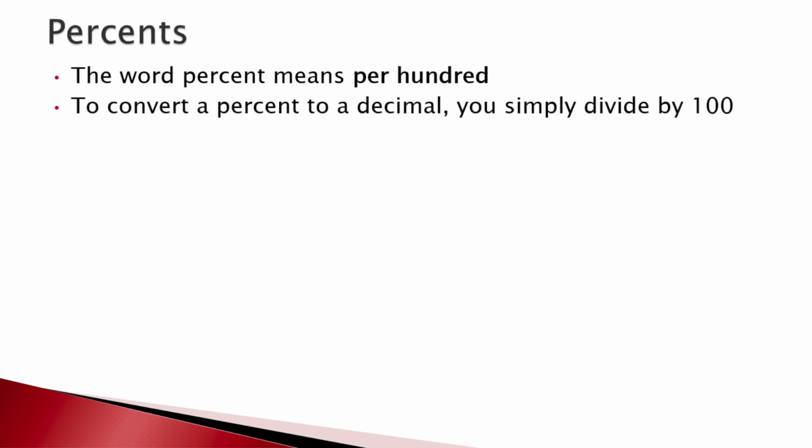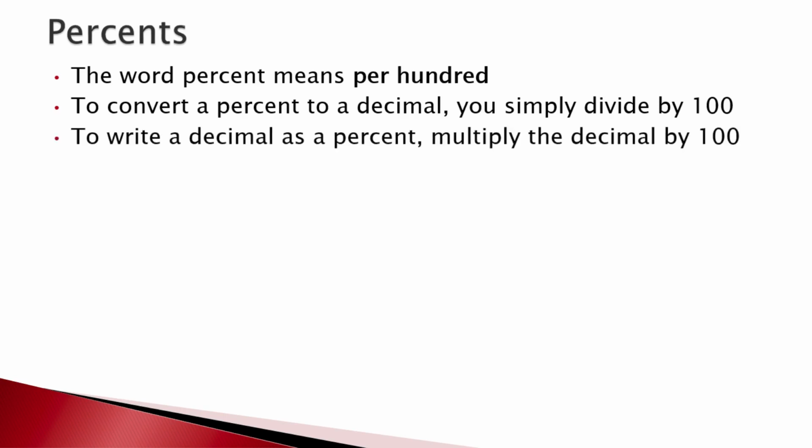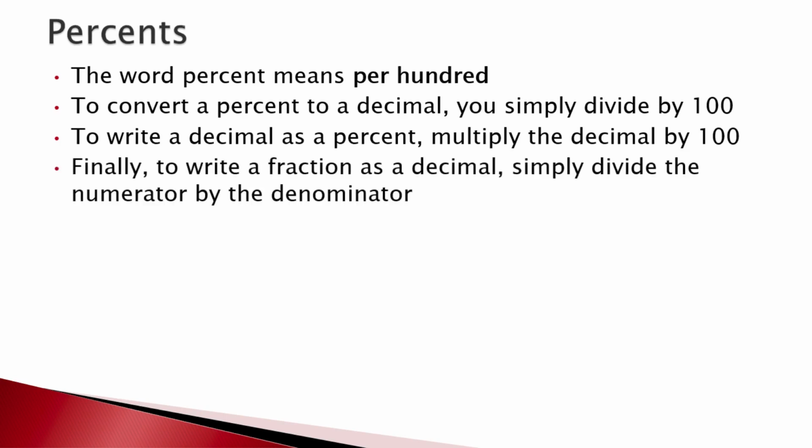First, let's talk about percents. The word percent means per hundred. To convert a percent to a decimal, you simply divide by 100. To write a decimal as a percent, multiply that decimal by 100, and then put the percent sign to the side, of course. Finally, to write a fraction as a decimal, divide the numerator by the denominator.